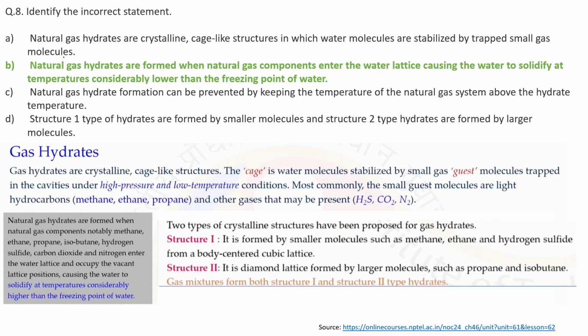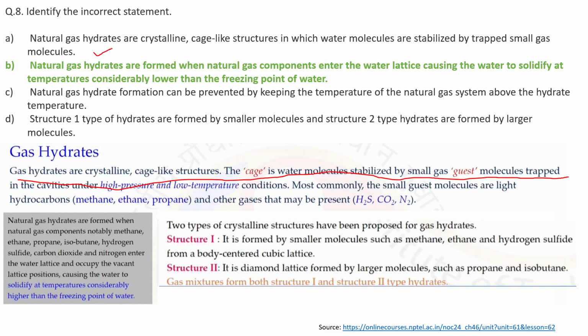Now, for this theory of gas hydrates, we have to find out which of the statements is the incorrect one. So, the first one says that natural gas hydrates are crystalline cage-like structures in which water molecules are stabilized by trapped small gas molecules. That you can see is what is written when defining the gas hydrates. So, option A is the correct one.